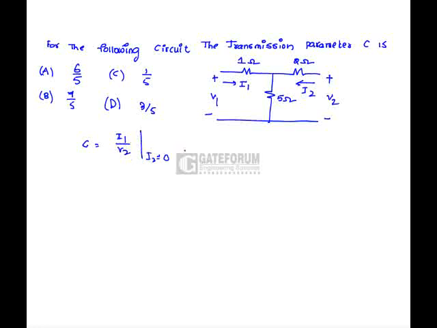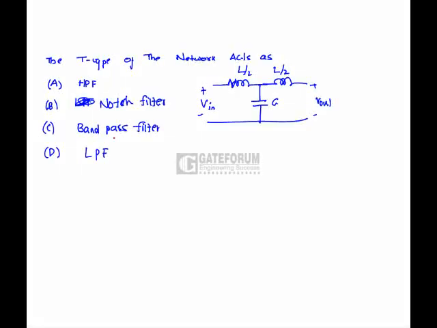the output port must be in open circuit mode in order to calculate the parameter C. So V2 is nothing but 5 into I1. I1 by V2 is nothing but C, which is 1 by 5. Hence option C is correct. The type of the network acts as C.